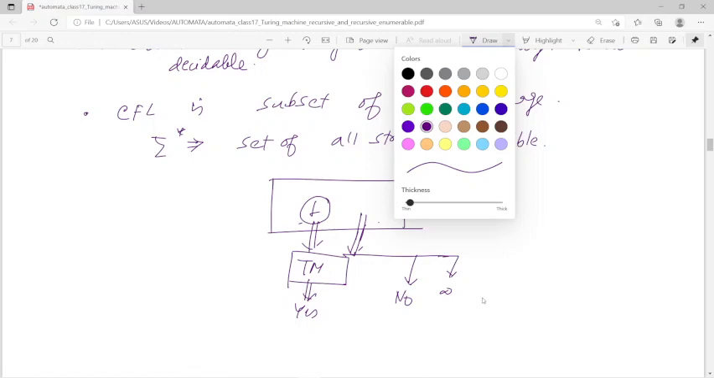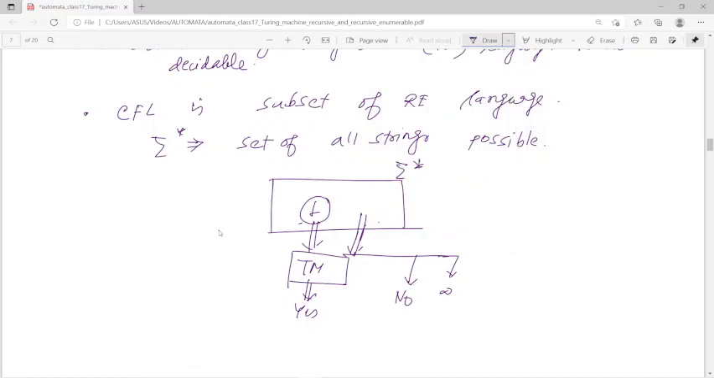That means a Turing machine can go into an infinite loop or non-halting state, right? That is the problem. So if there is a Turing machine which accepts the language L, that is called recursively enumerable.